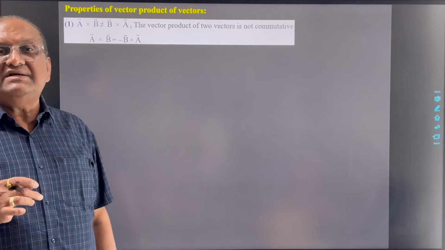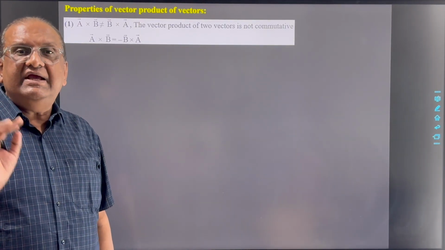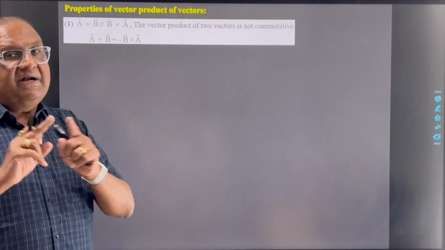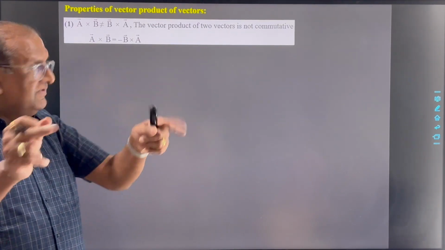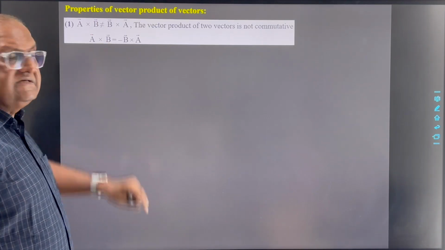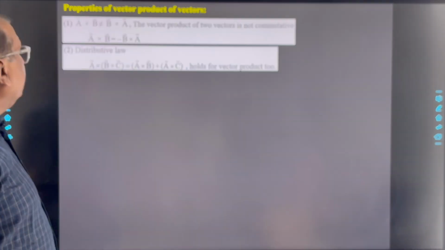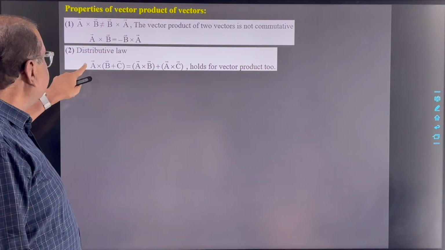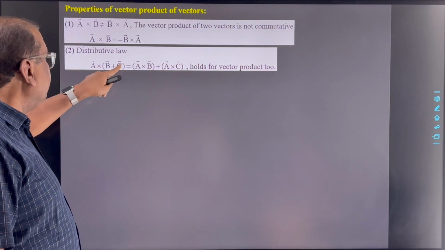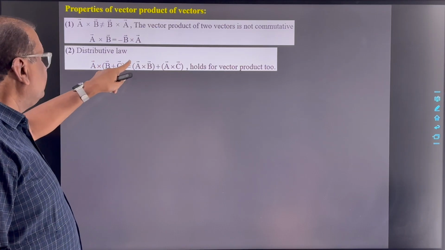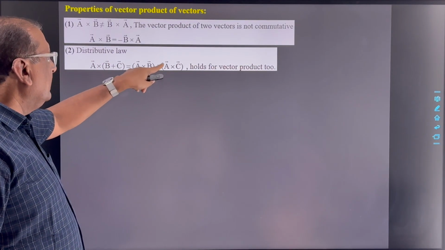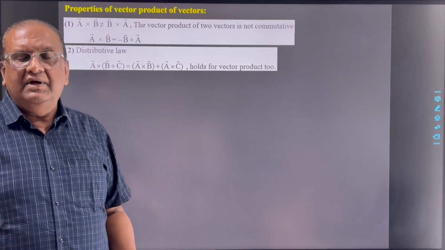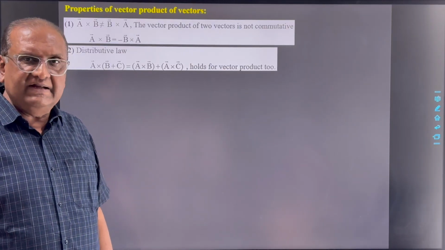Here, magnitude wise, A cross B and B cross A will be the same. Magnitude wise it is AB sine theta, but direction wise exactly opposite. So we can write A cross B is minus B cross A. Then the distributive law holds as it is. Suppose we want vector A cross (B plus C), then simply we can write vector A cross vector B, plus vector A cross vector C. So we can say the distributive law holds for the vector product of two vectors, right?